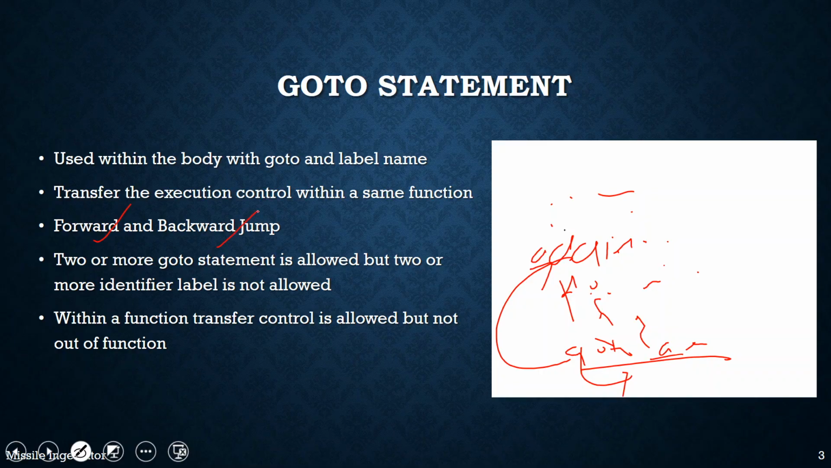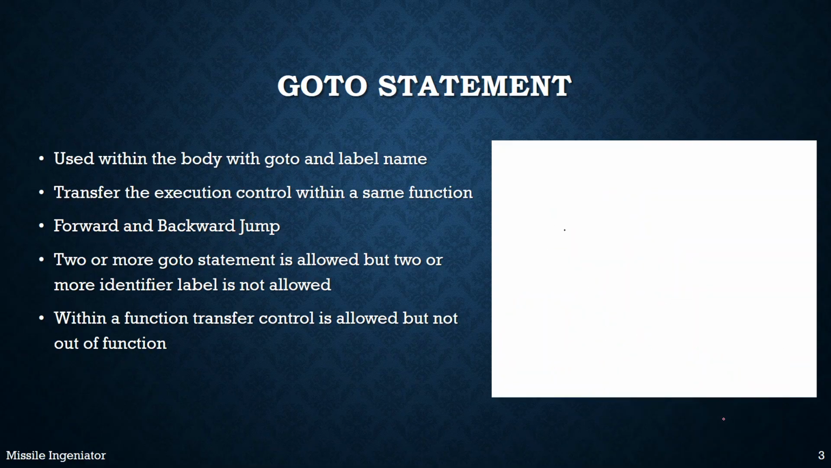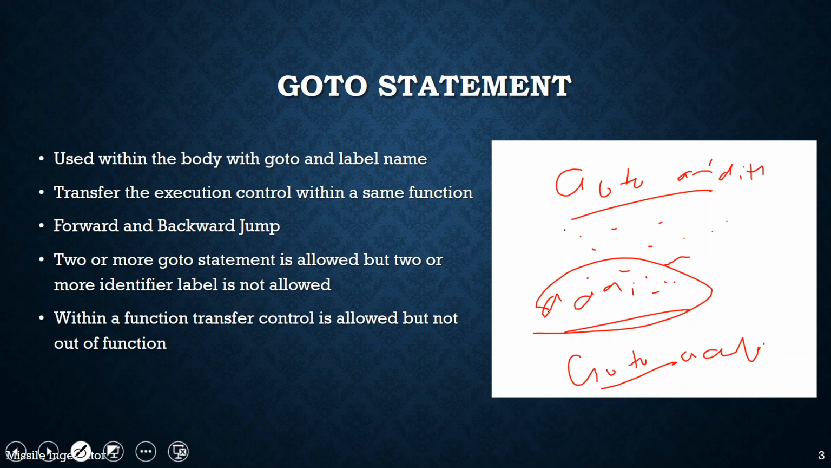You can have two or more goto statements, but you can't have two or more of the same label name in the program. For example, in a forward jump I can say goto addition somewhere at the top, have other statements like printf, scanf or switch, and have the addition label here. After performing the function, again you can mention goto addition. So you can have more than one goto statement, but you can't have more than one addition label inside the function. That is not allowed.